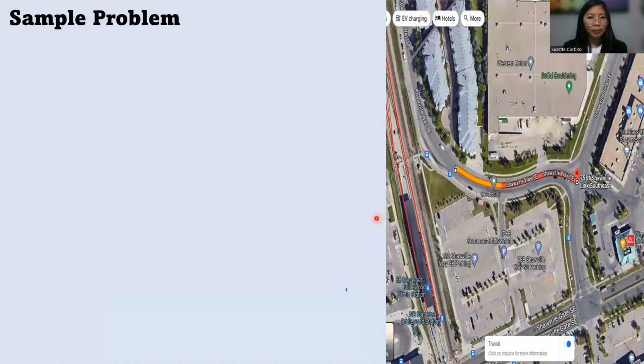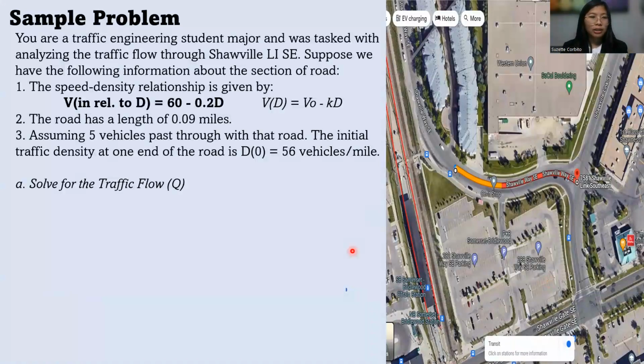So we have the sample problem to understand it better. You are a traffic engineering student tasked with analyzing the traffic flow through Shawville, Southeast. Suppose we have the following information about the section of the road. We have the speed density relationship, which is 60 minus 0.2d. This equation was derived from the linear speed density relationship a while ago. V0 is 60, which is from the Calgary speed limit map for that area, and k is 0.2, which is an assumed value because it can only be observed through studies and other empirical data.